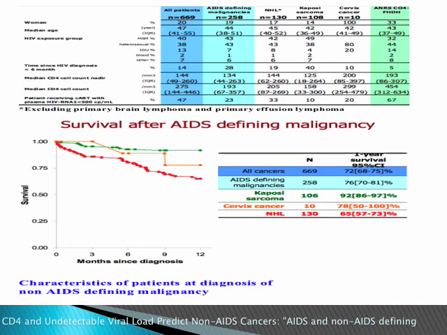I couldn't separate these, but the important thing here is that in the top graph, they're looking at the characteristics of the AIDS-defining malignancy patients. And the mean CD4 count was 200 and less. And a very small amount of these patients were controlled on antiretroviral therapy with a viral load less than 500. The bottom graph is looking at survival by malignancy, and you can see NHL had the worst survival. Above that was cervical cancer, and above that was Kaposi sarcoma.